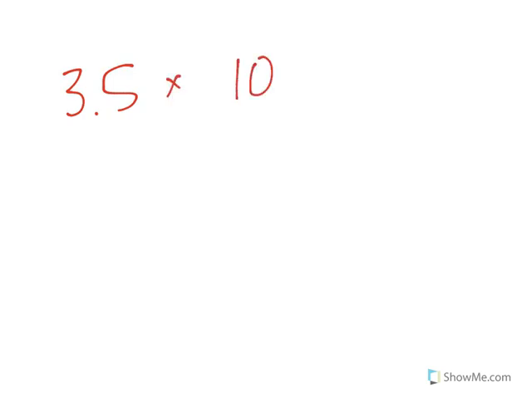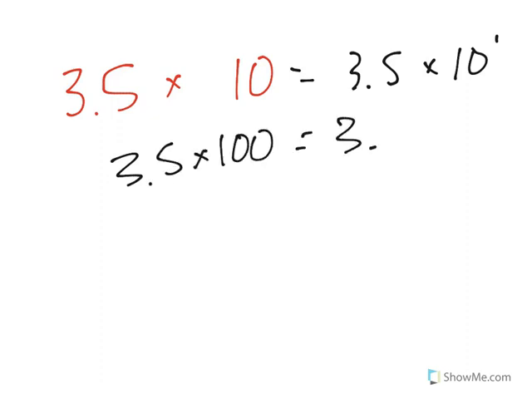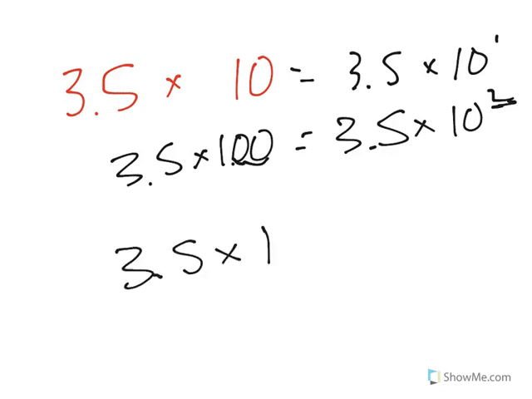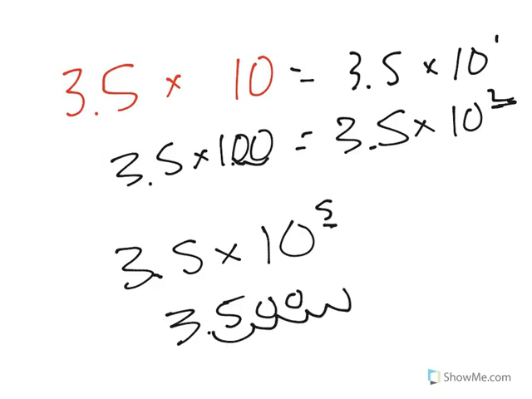So a quick way to remember that is if we take a number like 3.5 and multiply it by a power of 10. Well, if we multiply it by 10, that would be the same as 3.5 times 10 to the first. 3.5 times 100 would be the same as 3.5 times 10 to the second. And since we know all we do is move the decimal however many zeros there are in the 10 number, we can look at, for example, 3.5 times 10 to the fifth. We know that all we're going to do is move that decimal 5 times.